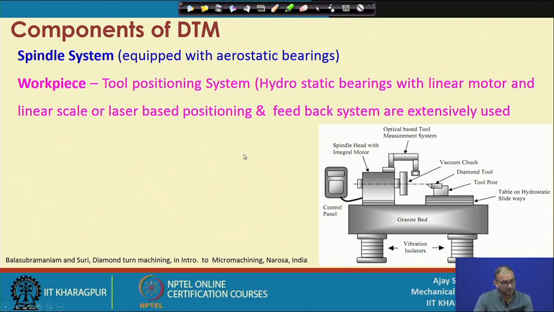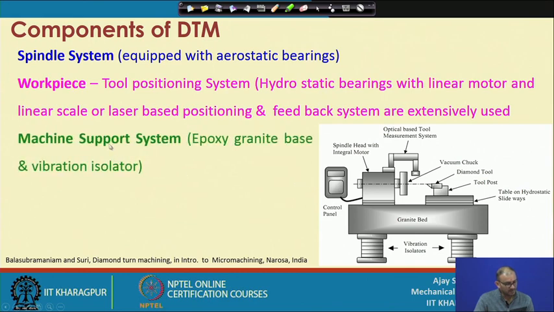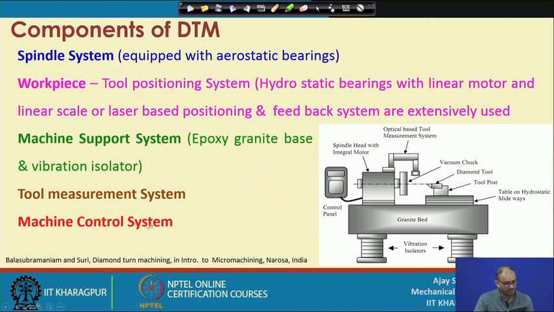That depends on how much customization and how much sophistication you require on the machine; depending on that, you have to spend more cost and other things also. Machine support system: we have seen the epoxy granite base and vibration isolator, the same thing we discussed in the micro machining machine components. The tool measurement system is located here, and the machine control unit.